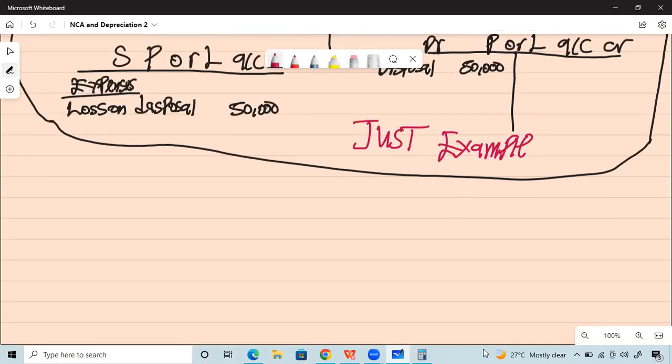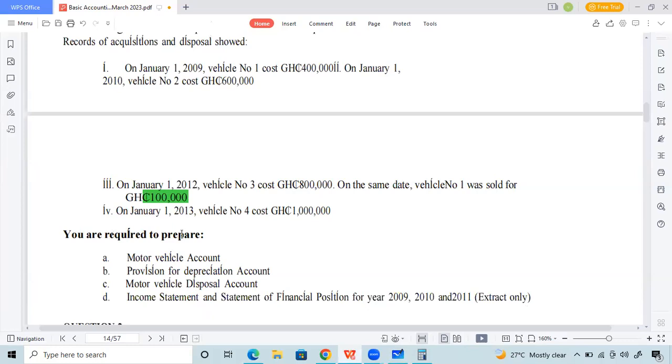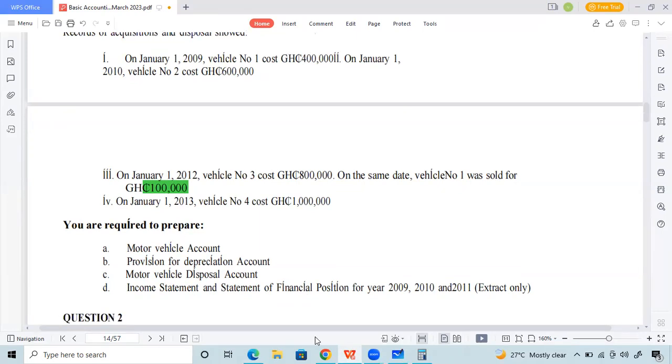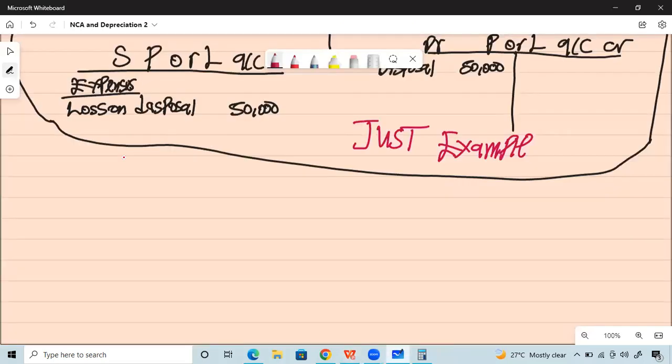So what is the next requirement? The next requirement is that we should prepare the statement of profit or loss and the statement of financial position for which years? 9, 10, and 11. So you will just say, this is the statement of profit or loss.